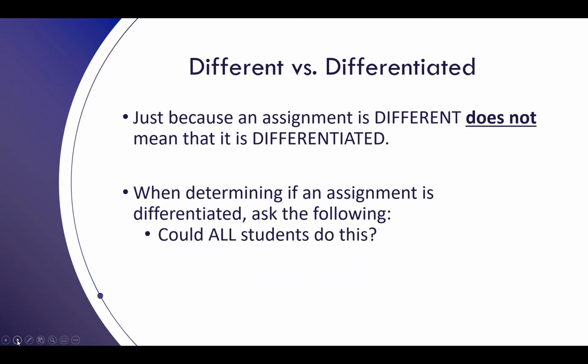At this time, could all students do this? If all students can do what you have given the high ability learner as their differentiated product, it's probably not actually differentiated.